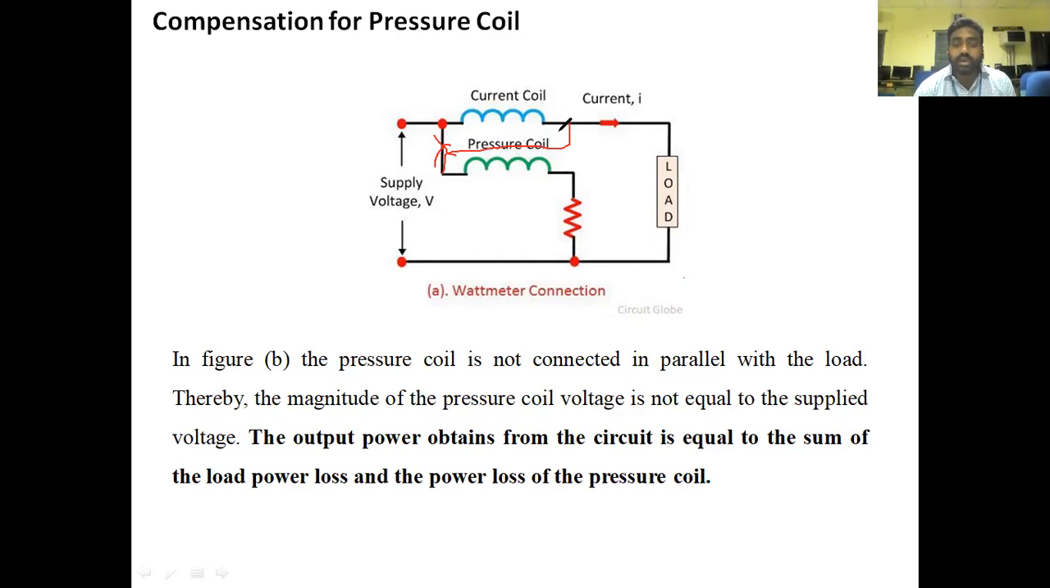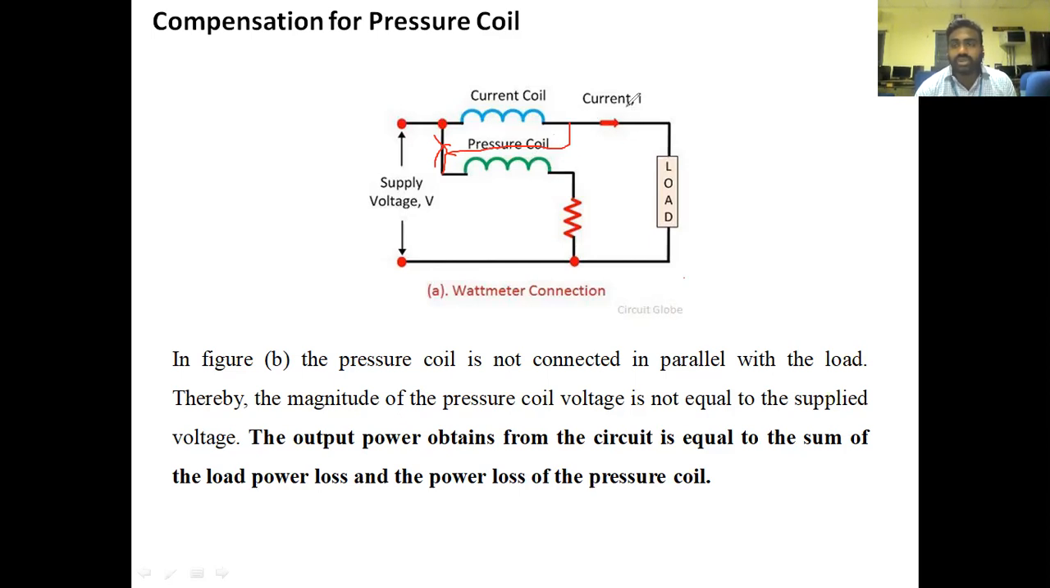What will happen? The output obtained in the circuit is equal to the sum of the load power loss and the power loss of the pressure coil. That means the loss of the pressure coil will be equal to the loss of the current coil. At that instant, the output power of the circuit will be obtained equal.